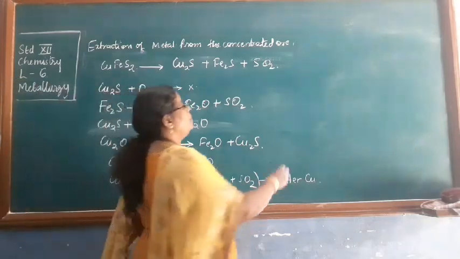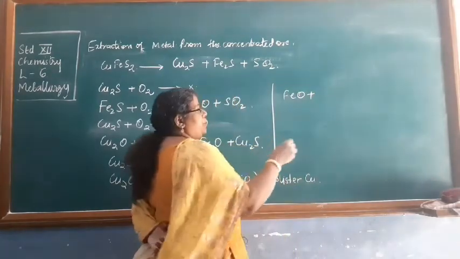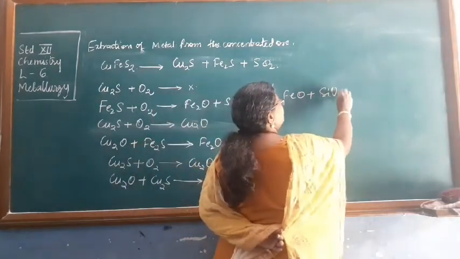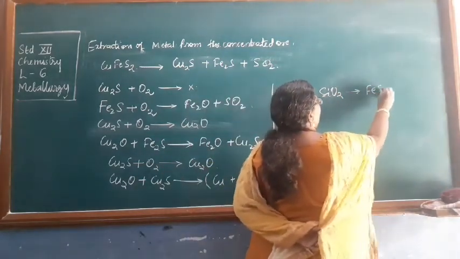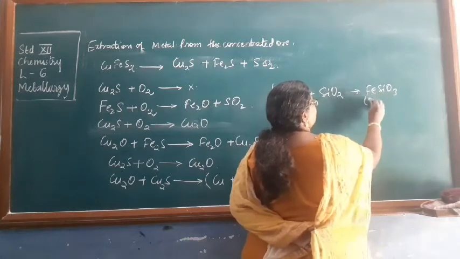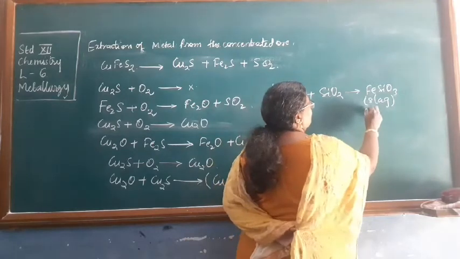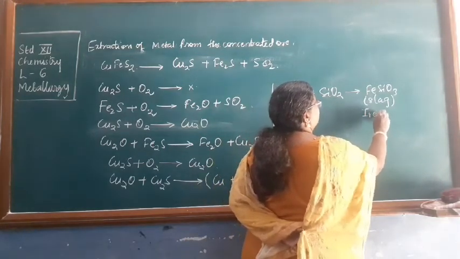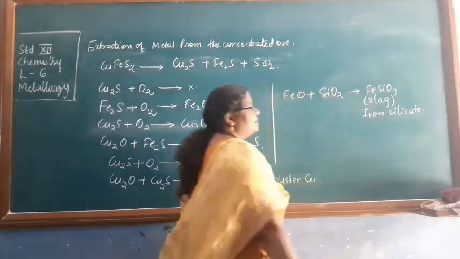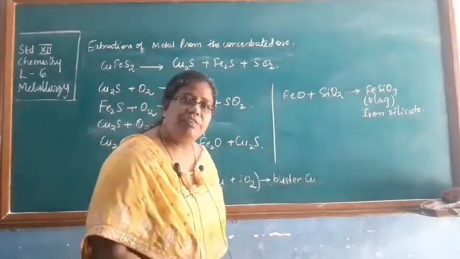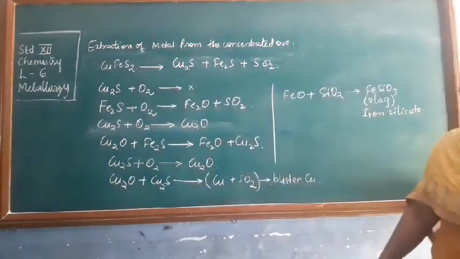Now this FeO that formed is remaining as an impurity, no? So that has to be removed, and that is removed with the addition of SiO2, giving you FeSiO3, which is called the slag. It is an impurity, it is being removed. What is it? It is called iron silicate. Followed everyone? So this is how you can find the extraction of copper.